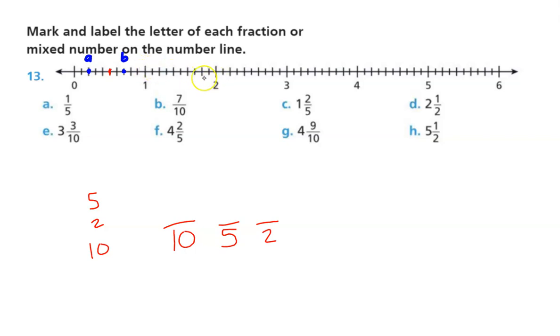And now I know my answer is going to be somewhere between this 1 and 2. And it's going to be 2/5. So remember, that's the one where you're skipping every other line. So this would be 1 1/5, and this would be 1 2/5. So my letter C would be right there.